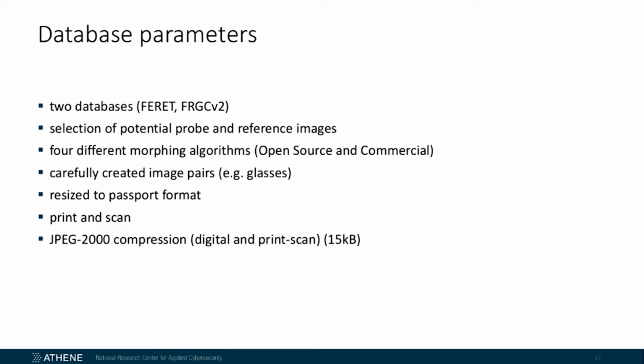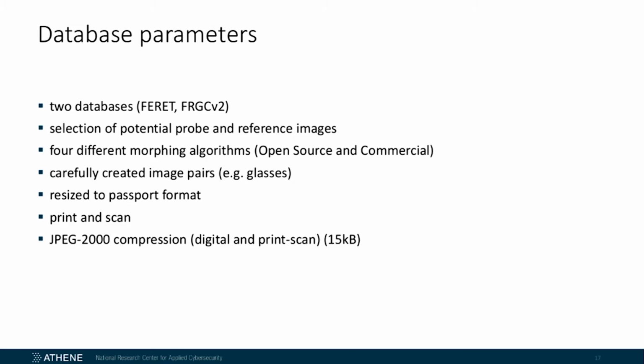So for the database creation, I used two databases, first FERET and second FRGC v2. The potential probe and reference images are selected by hand. And further, I used 4 different morphing algorithms to create those morphs. The morphing pairs are also selected by hand. For example, you have to take into account if you morph 2 subjects wearing glasses, the morphed image will get some strange double glass artifacts.